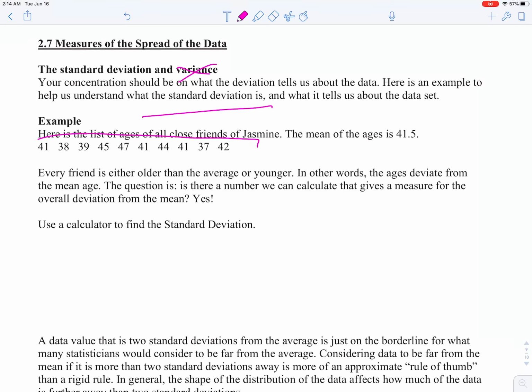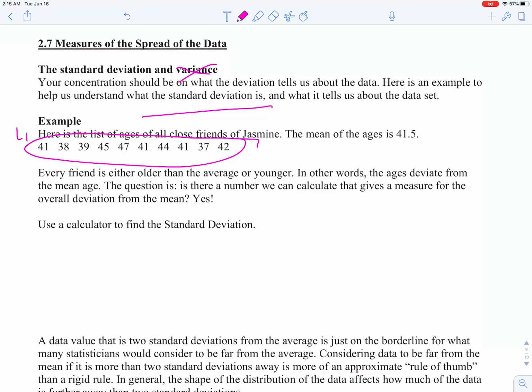Again, on your calculator, you're going to put all these numbers into L1 using the processes we've done several times before. So plug all those numbers into L1. Make sure you clear that list first. And then you go to the Stat button, arrow over to Calc, Option 1, 1-Var Stats. Okay? So plug that in.